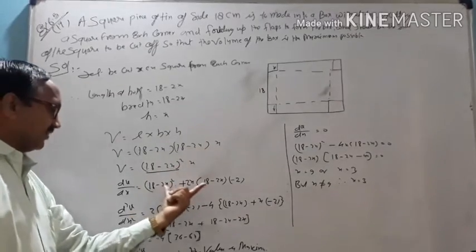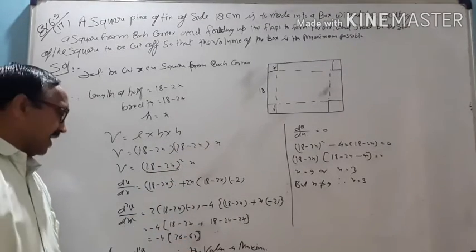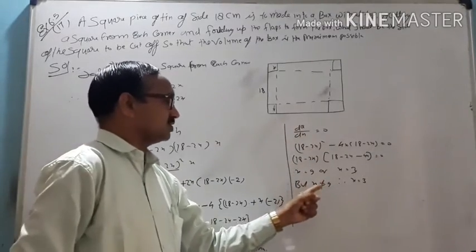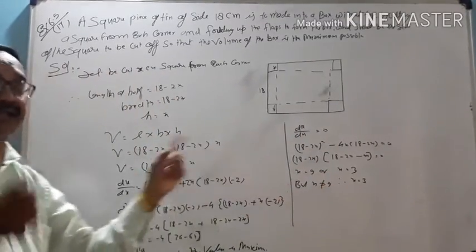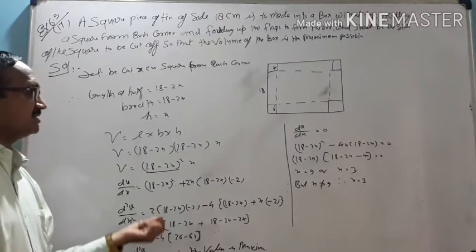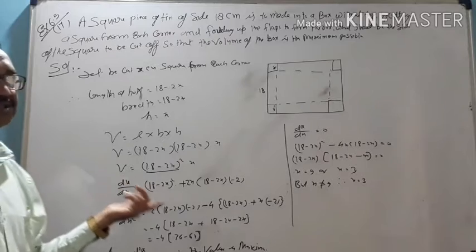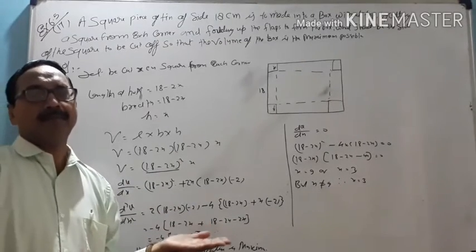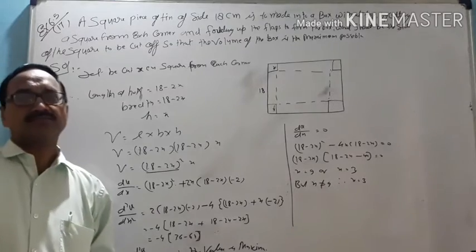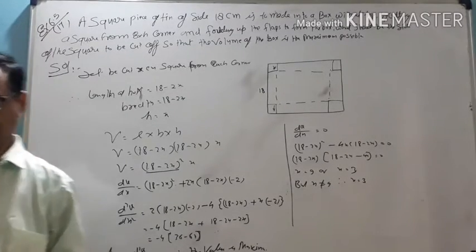Now we differentiate two times this function and get d square V upon dx square, and put dV upon dx equal to 0, so you get x equal to 3. So at x equal to 3, the value of the second derivative is negative. That means at x equal to 3, the box has maximum volume. So this is the application of maxima and minima.